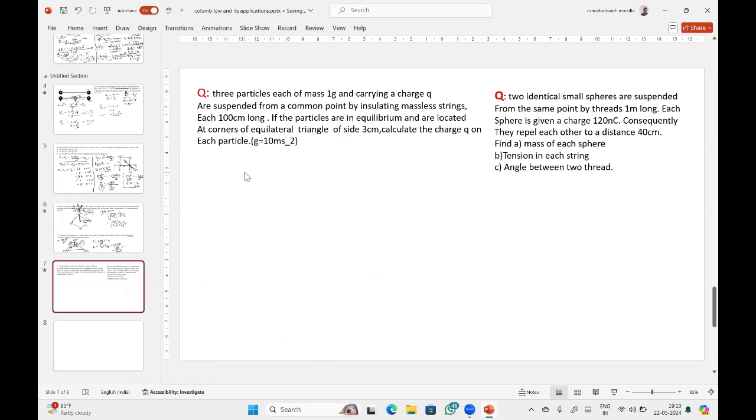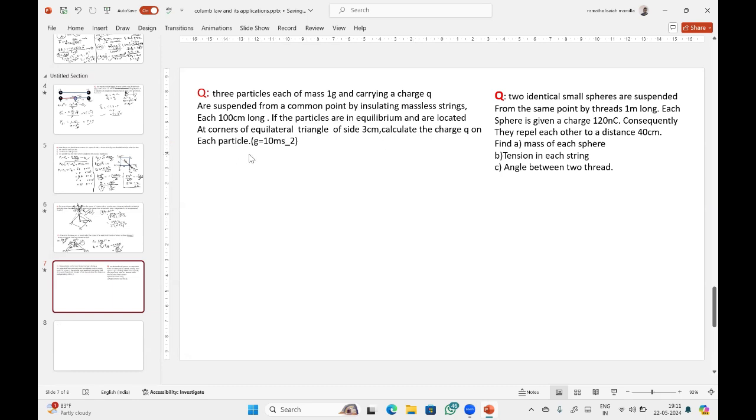Here you have to apply Newton's laws of motion. So see, three particles each of 1 gram and carrying a charge Q are suspended from a common point by massless strings, each 100 centimeters. The particles are in equilibrium and are located at the corners of an equilateral triangle of side A. Calculate the charge Q of each particle.